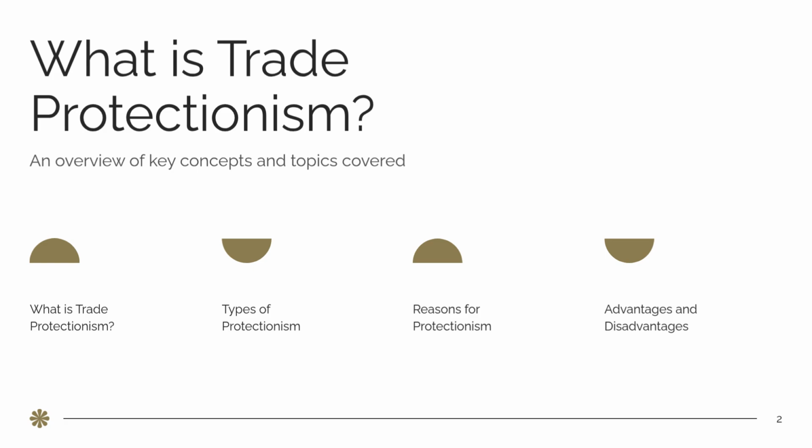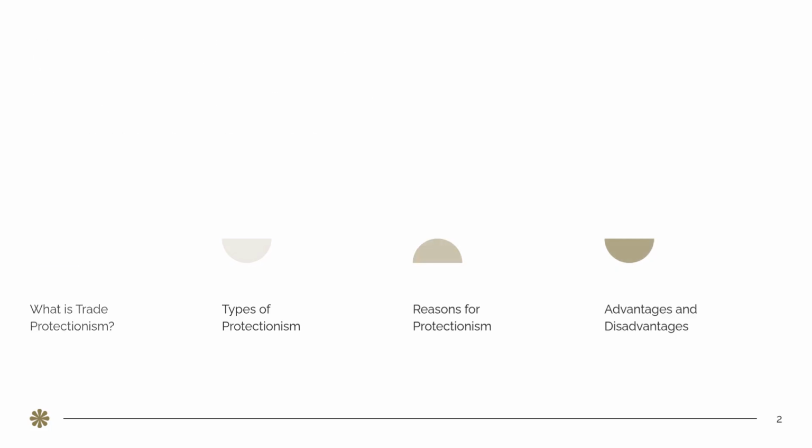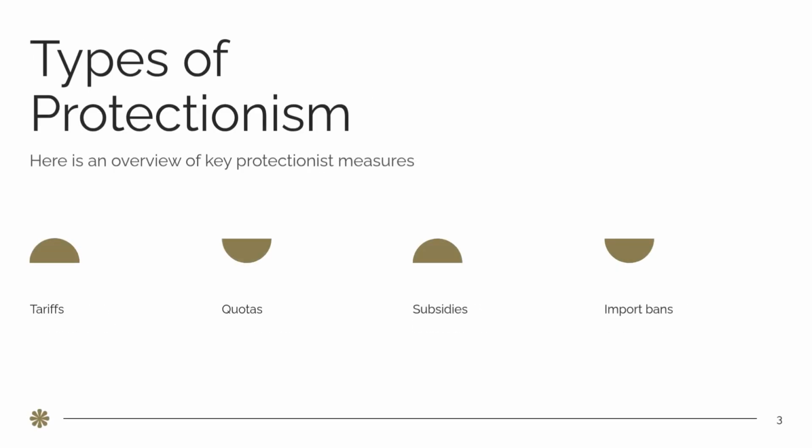For example, after Brexit, the UK introduced more control over imports, including checking regulations to protect domestic markets. So overall, protectionism is about limiting foreign competition to support the domestic economy. In this video, I'm going to talk about the types, the reasons, the advantages and disadvantages of them. So now let's have a look at the types of protectionism you need to know.